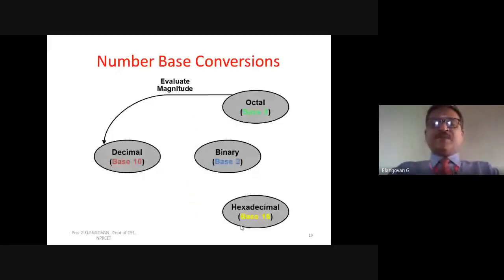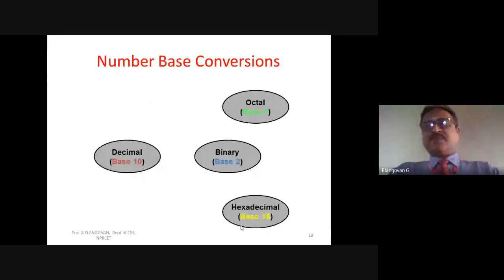And now, as I mentioned, we have four different systems. We have discussed the decimal number system, octal number system, binary number system, and hexadecimal system: decimal with base 10, octal with base 8, binary with base 2, and hexadecimal with base 16.